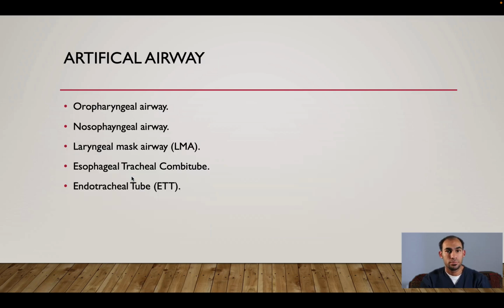Okay. So now we will go to artificial airways. We have a lot of devices in artificial airways. We have the oropharyngeal airway, the nasopharyngeal airway, the laryngeal mask airway LMA, the esophageal tracheal combitube, and the final one is the endotracheal tube.